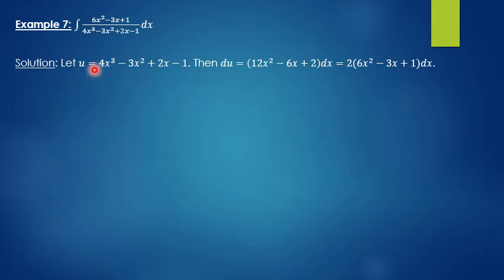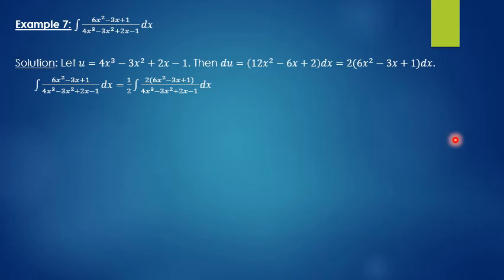So our du, or the derivative of this, will be 12x squared minus 6x plus 2 dx. Now, the one in the numerator, 6x squared minus 3x plus 1, is half of this. So 12x squared minus 6x plus 2 dx can be rewritten as 2 times the quantity 6x squared minus 3x plus 1. So we can rewrite our integral as this: 1/2, because we wanted to have 2 here. To balance it out, we write 1/2, and then we write 2 here.